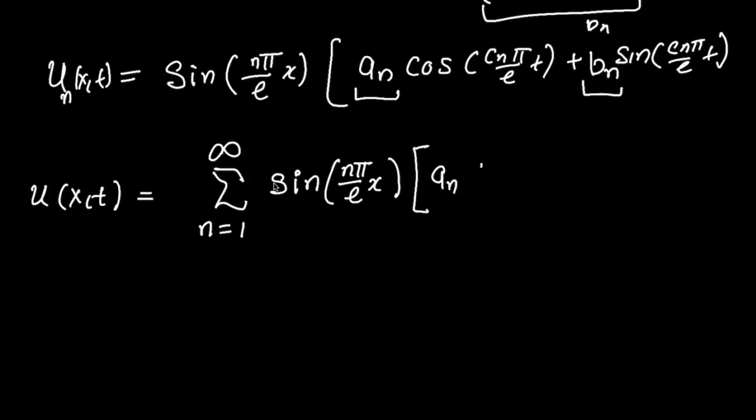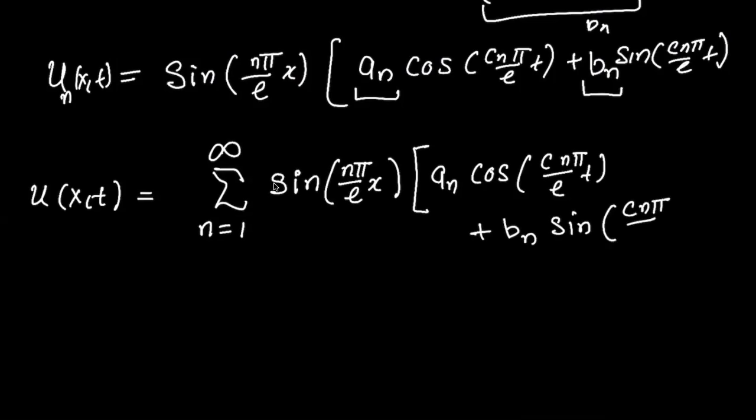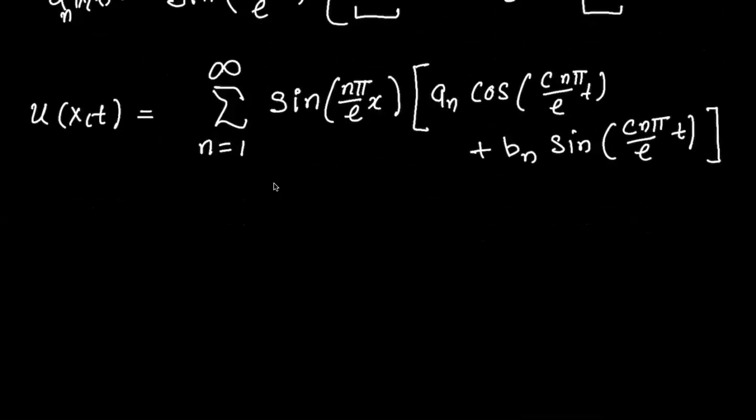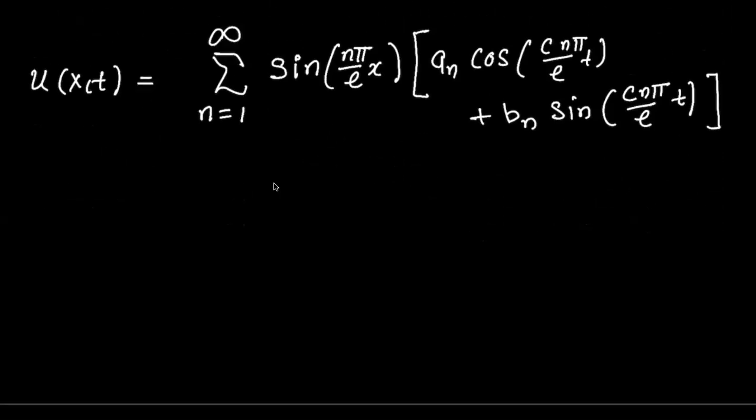So this is the sum of a n cosine c n pi over L t plus b n sine c n pi over L t. This is the sort of general solution I have, where I now have to impose the initial condition.